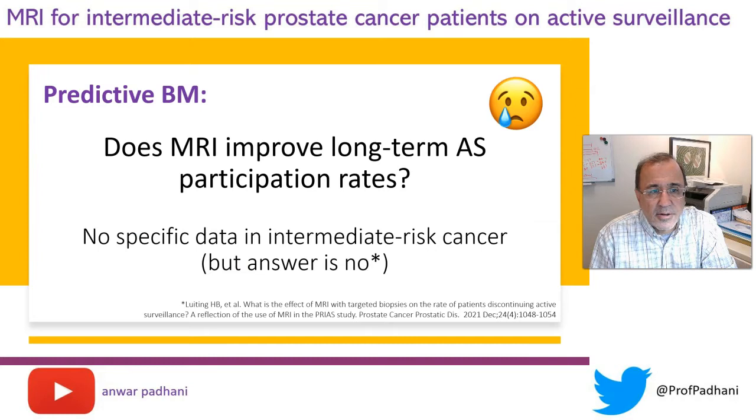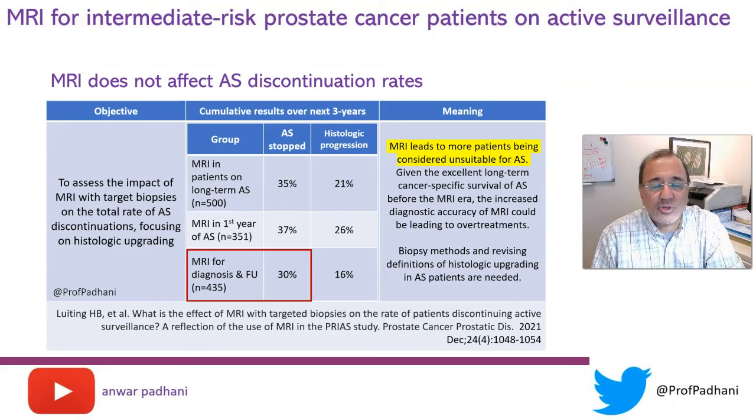The next question is, how good is MRI as a predictive biomarker? In other words, does it improve oncological safety and long-term participation rates? Well, there are no specific data in intermediate risk prostate cancer patients, but the answer is probably no, because of that risk inflation that we talked about earlier. In fact, you can see that among people who are diagnosed by MRI and then undergo active surveillance, still over the next 2 to 3 years about 30% fall off active surveillance, meaning that MRI is in fact not improving participation rates of men on active surveillance.